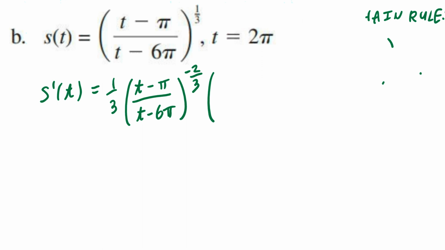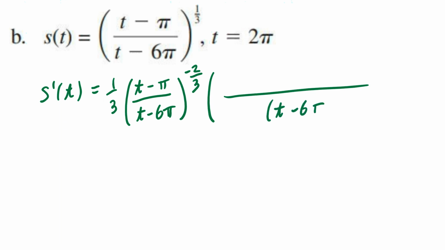So now we're going to apply the quotient rule. Again, there's 6 steps when it comes to the quotient rule. The first step is to square the denominator. So t minus 6 pi quantity squared. The second step is to copy the bottom to the top. So t minus 6 pi in brackets times the derivative of the top.